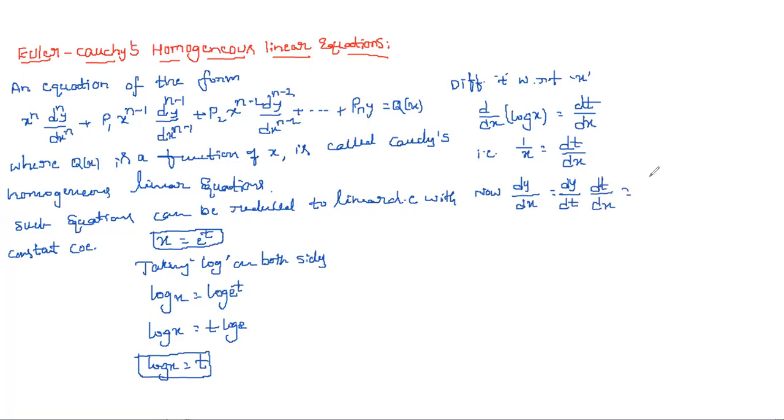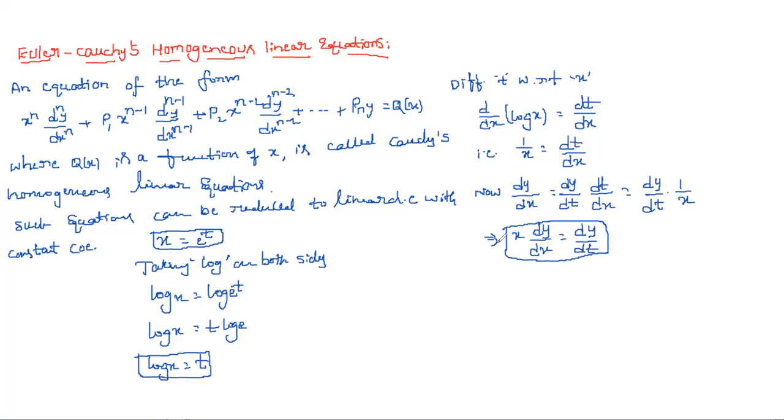So this is equal to dy by dt into dt by dx. Already we calculated that dt by dx is nothing but 1 by x. Next, take this x to this side: x into dy by dx is equal to dy by dt. So in place of x dy by dx, we have to substitute dy by dt.